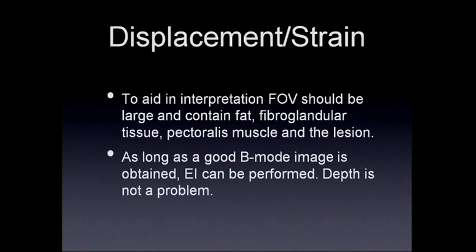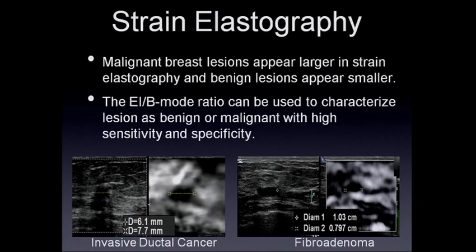As long as you have a good B-mode image, one can perform strain imaging. Depth is really not a problem. Malignant lesions in strain for breast only actually have a very unique characteristic, and that is that they appear larger on elastography while benign lesions appear smaller. So we like to use the strain to B-mode ratio, that is the length of the lesion on strain divided by the length of the lesion on B-mode, to characterize lesions as benign or malignant.